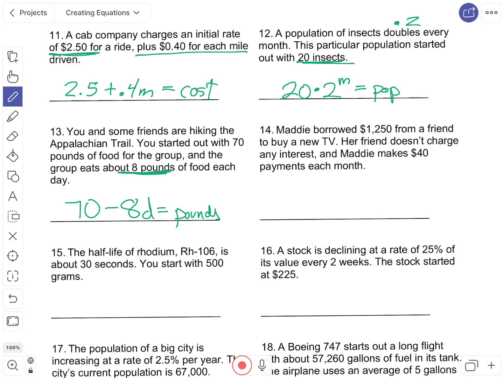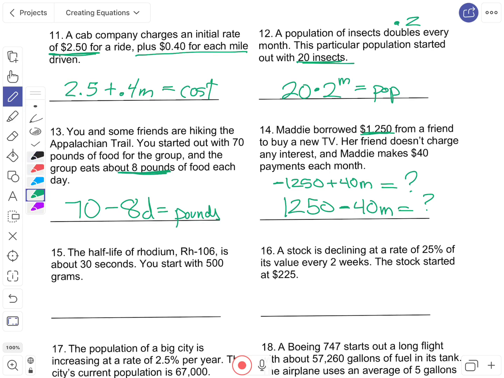Number 14, Maddie borrowed $1,250 from a friend to buy a new TV. So she started out owing that much. Her friend doesn't charge any interest, and Maddie makes $40 payments each month. So she's attacking the $40 each month. Now, you could think about this one the opposite way and say she's in the hole $1,250, and she's getting out of the hole by adding the $40 payments each month to come up with how much she owes still or has paid off. Works either way on that one.